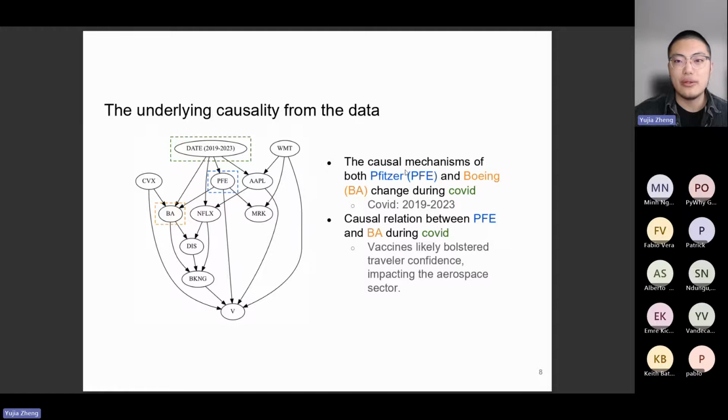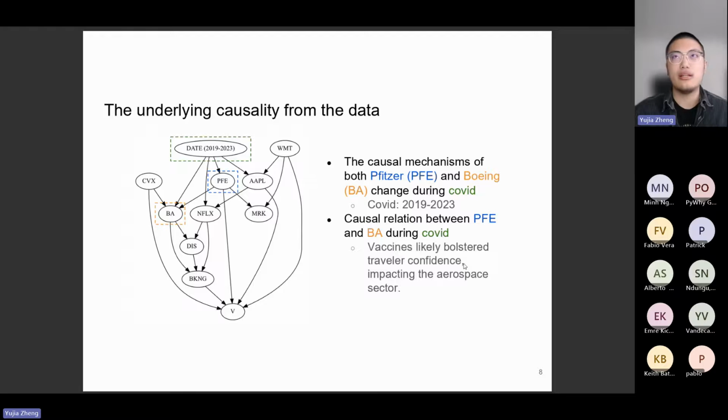For example, here we can see that the causal mechanisms of both Pfizer and Boeing changed during COVID. There might also exist a correlation or causal relation between Pfizer and Boeing during COVID, because vaccines likely bolster travel confidence, impacting the aerospace sector.